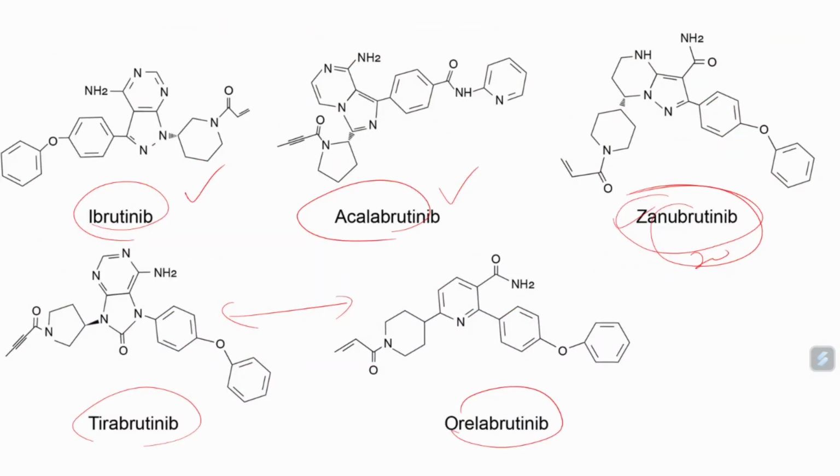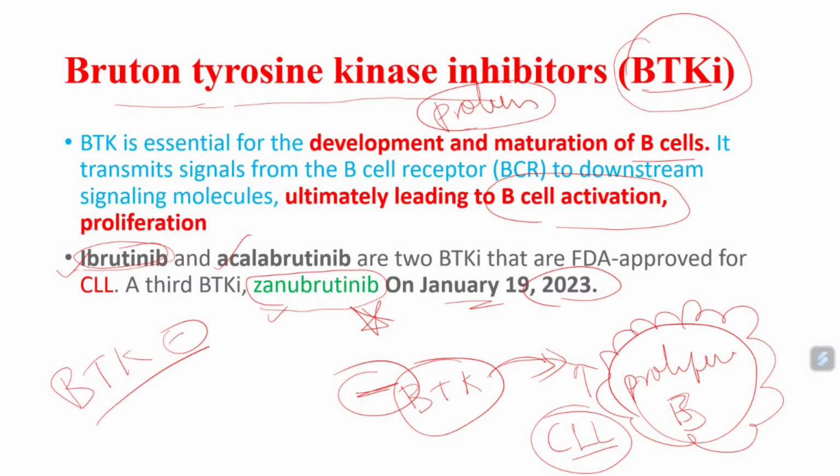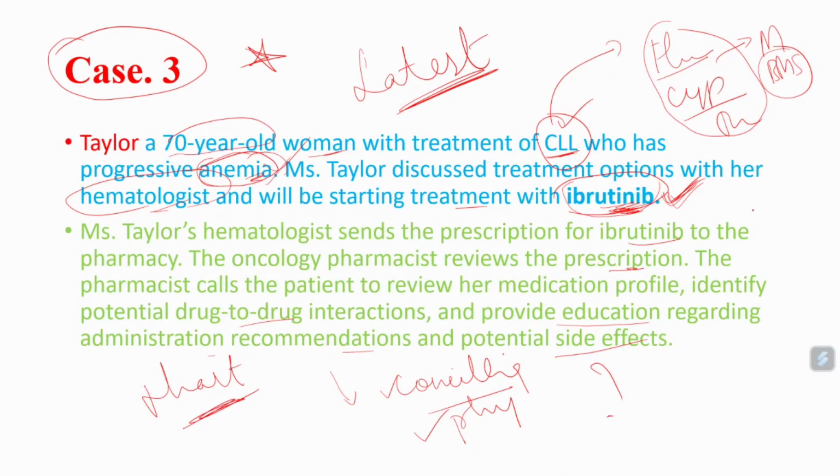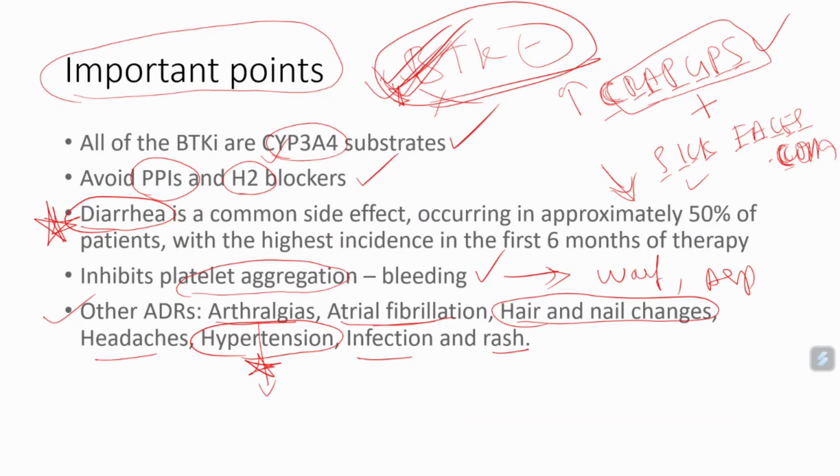Now, a patient is taking ibrutinib. Ibrutinib is one of the BTK inhibitors. So this patient came to you. What will you suggest? Because now you have understood all the side effects. What points will you suggest? If the patient is taking any of these drugs, advise not to take either enzyme inducers or enzyme inhibitors with these drugs. If the patient is taking an enzyme inducer, increase the dose of the BTK inhibitor. If the patient is taking an enzyme inhibitor, reduce the dose of the BTK inhibitor. Avoid PPIs and H2 blockers.